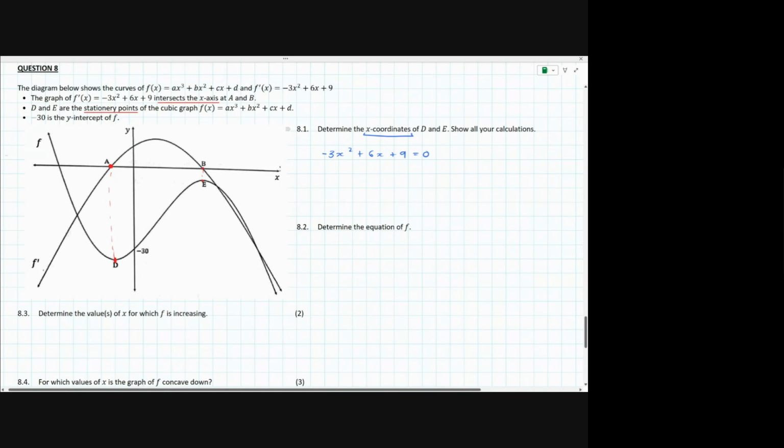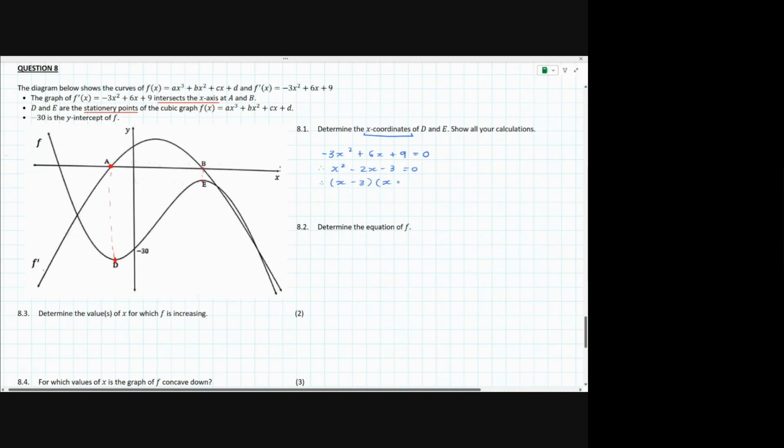So it's telling me that I need to remember that the x coordinates of my x-intercepts of the derivative graph line up with the x coordinates of the turning points of my original graph. So here I can divide everything by -3 just to make it simpler. So x squared minus 2x minus 3 equals 0. At this point, if you want to use a quadratic equation, absolutely go for it. I'm just going to factorize though.